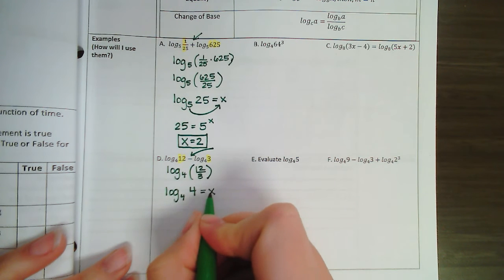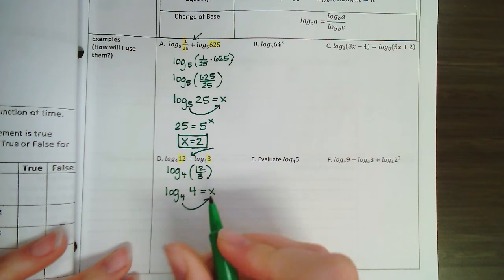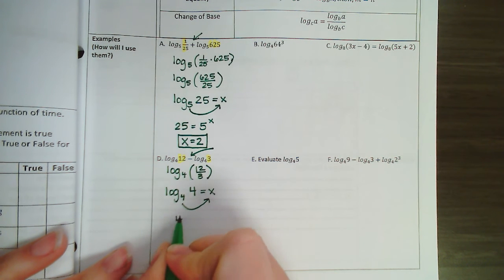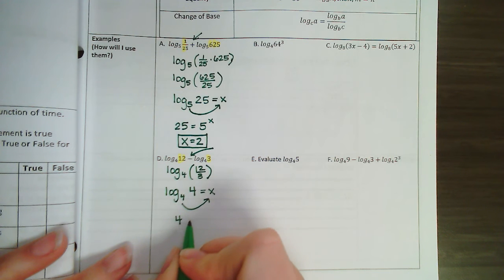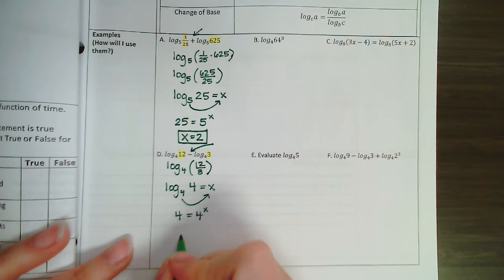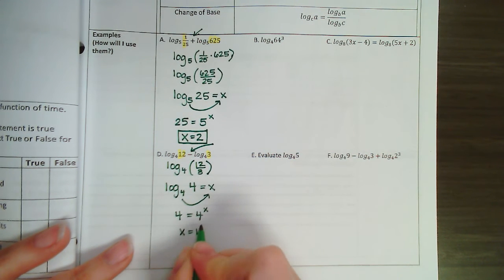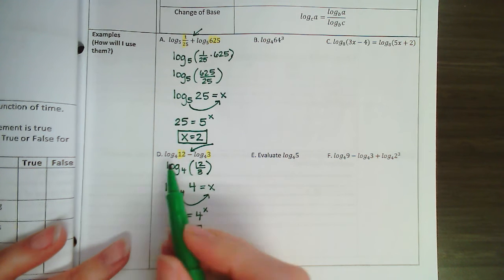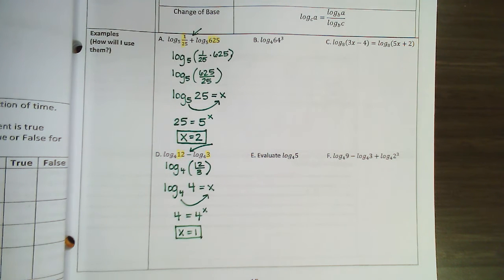So we're going to set it equal to x, bring the base over to be 4 to the power of x, and then we say 4 to what power gives me 4? Well, that's just 1. And so x will equal 1. So we basically condensed our two logs into a single log and then set them equal to x to solve.